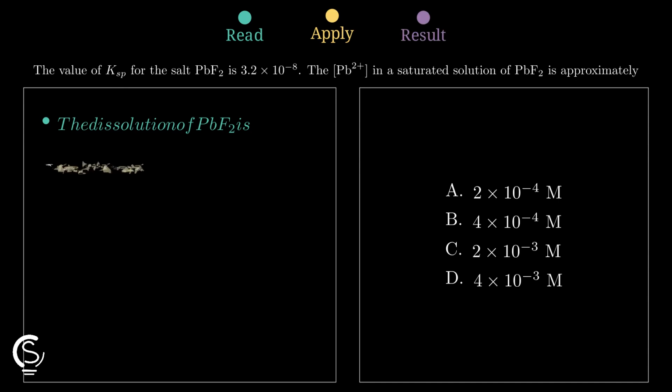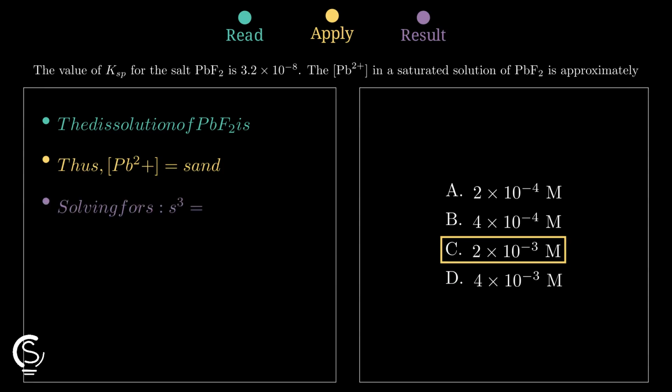Finally, divide the Ksp value by 4 and take the cube root. This calculation gives 2 times 10 to the negative third power.